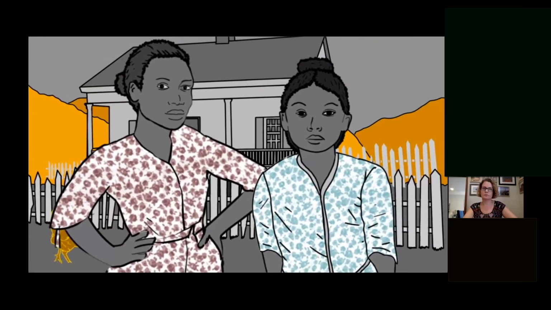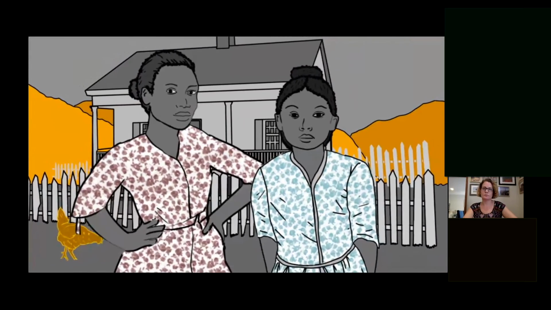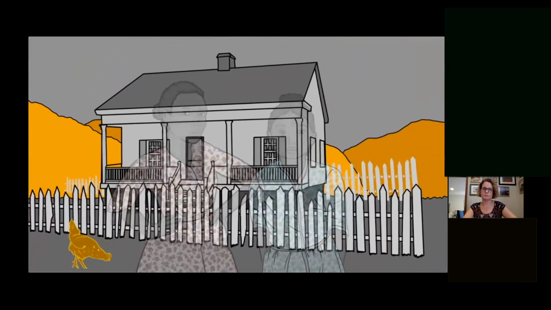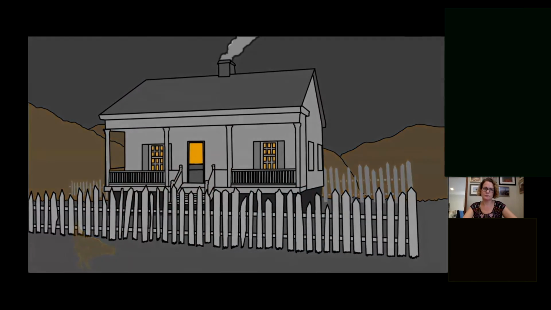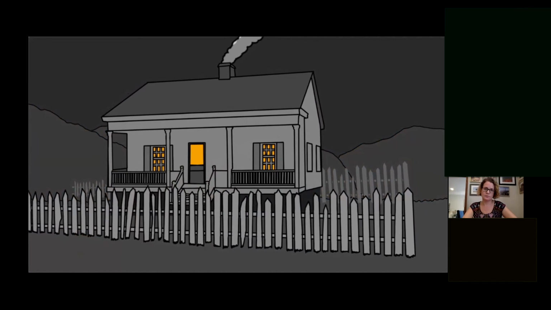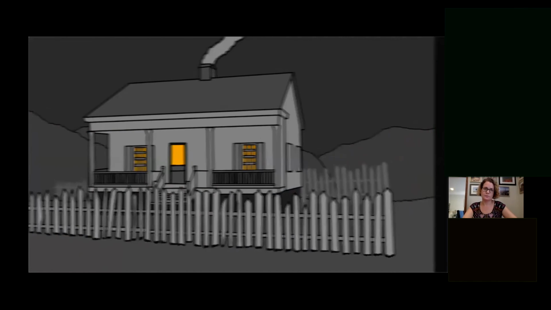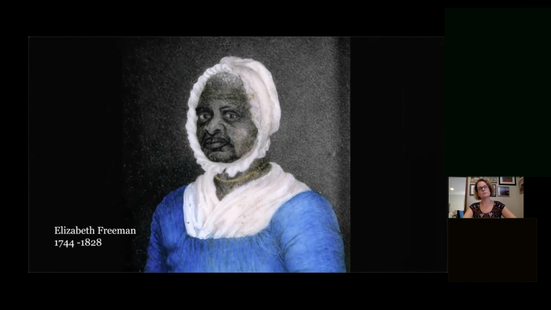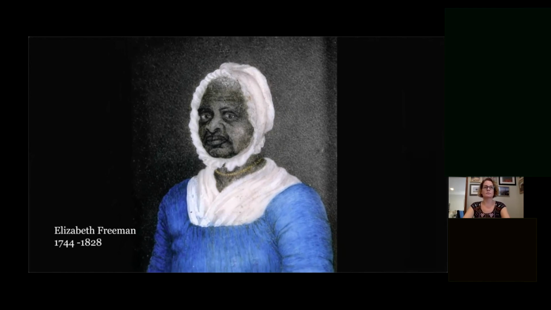To celebrate her new status, Elizabeth took the last name Freeman and accepted a paid job as a domestic servant for Theodore Sedgwick. Elizabeth used her earnings to buy her own home and land, where she lived with her daughter until she died in 1828. Elizabeth's intelligence and determination won a crucial victory in the fight to end slavery in the new United States of America.